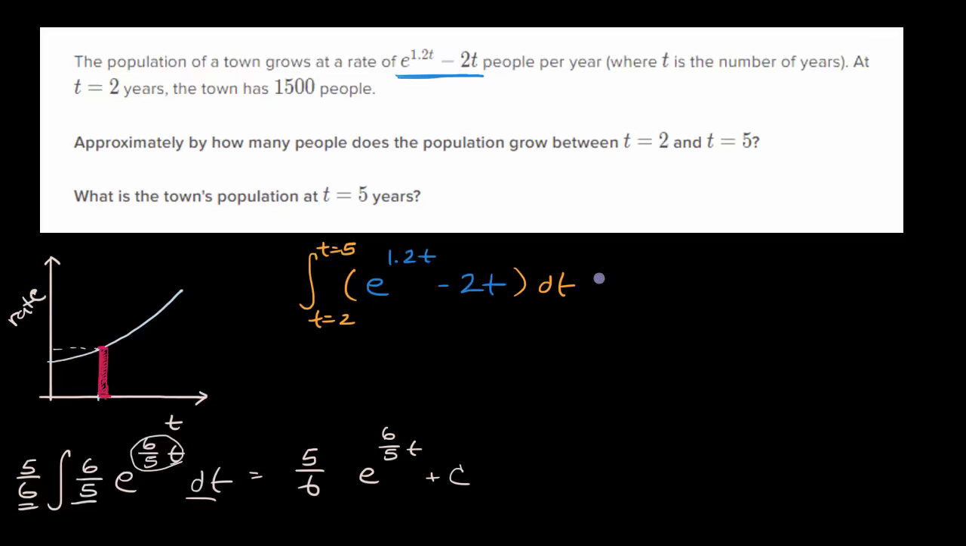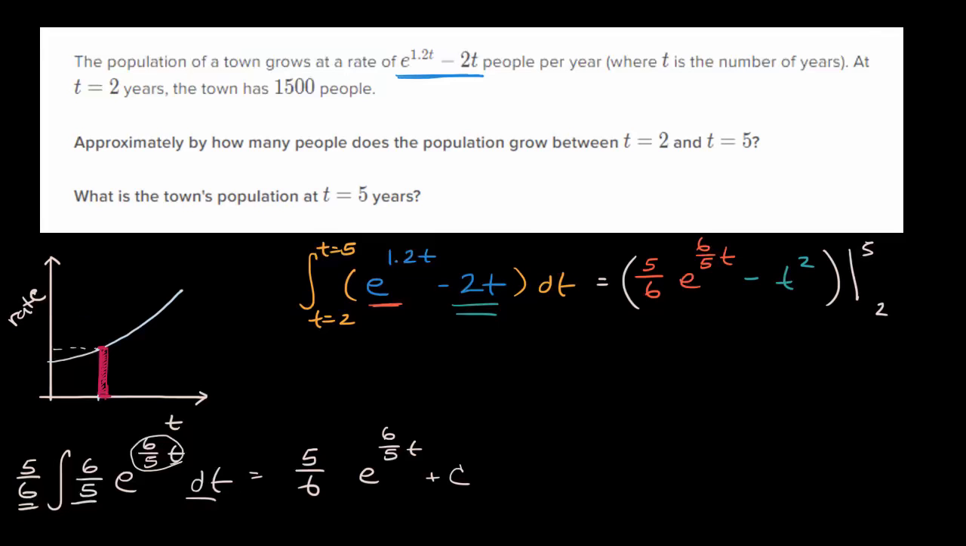So this part right over here, the antiderivative, is 5/6 e to the 6/5 t. And then this part right over here, the antiderivative of 2t is t squared, so minus t squared. And we are going to evaluate that at 5 and 2 and find the difference. So let's evaluate this when t is equal to 5.